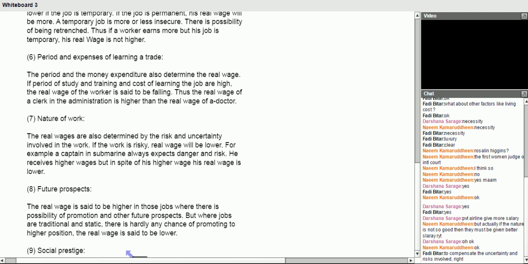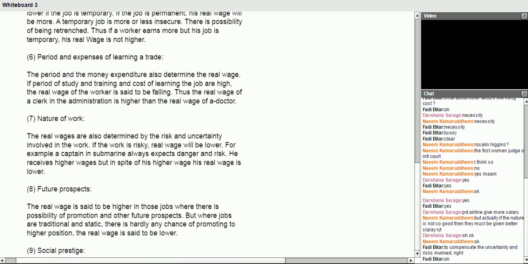Yes, if you are in a job in which the social prestige is high, then that means your real wage is high. Like in India, there is a lot of charm of the administrative jobs. Now, what is the situation in UAE? Can you just tell me how the administrative jobs are taken?